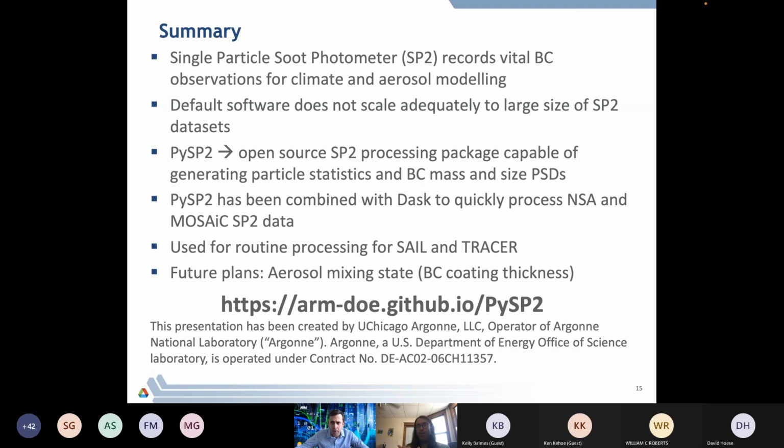Great. Sorry, Bobby, did you get Henrik's question there about using it with any SP2 instrument? It should be anything. It should be any SP2 at all. It doesn't matter if it's ARM's. As long as it's the DMT SP2, it puts out the same data files.